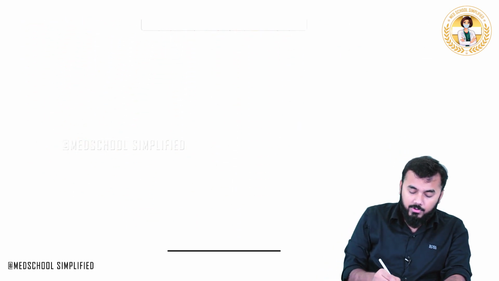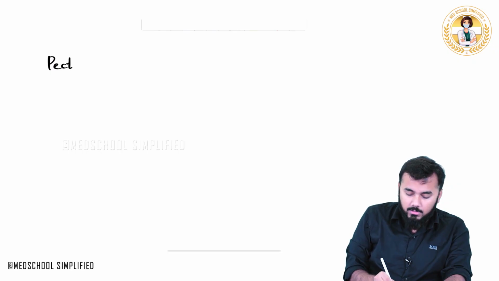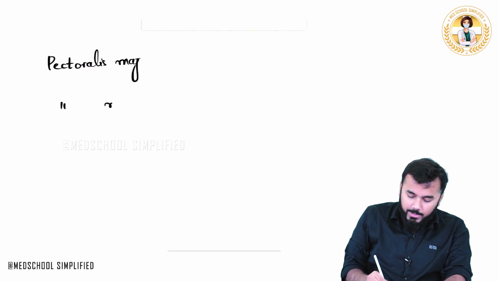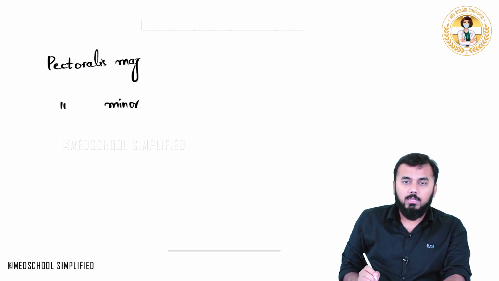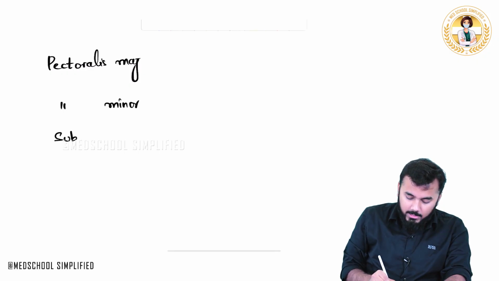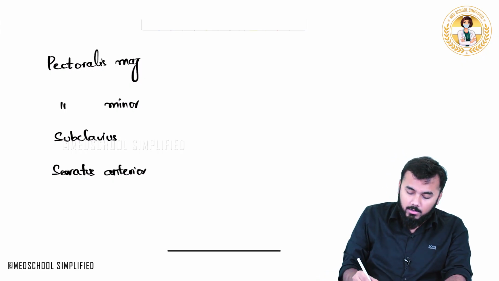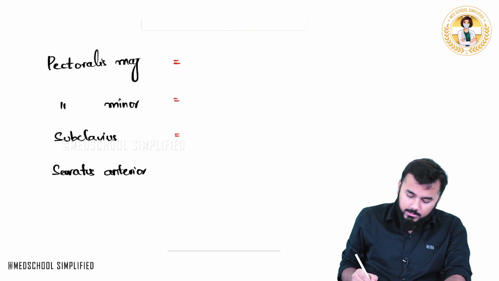So what are the muscles which we have discussed, guys? If we have to discuss the nerve supply, we have to write down the muscles, right? One is the pectoralis major, we have discussed. Another one is the pectoralis minor, we have discussed. And next, below the clavicle, the muscle name is subclavius. And finally, I have also told that we have a muscle called serratus anterior. Okay. Now these are the muscles.